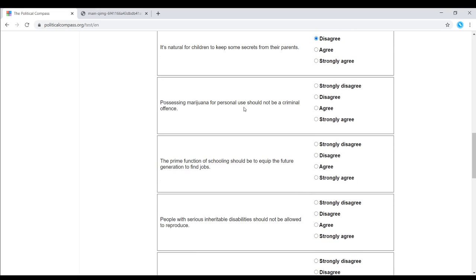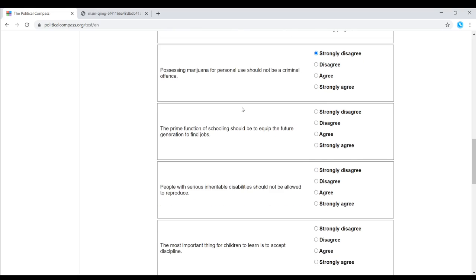Possessing marijuana for personal use should not be a criminal offense. I strongly disagree. I think marijuana has its place in medicine, but I think that it's often abused. The other thing is, I think that recreational use of marijuana damages your judgment and your ability, especially your spiritual judgment. And I believe that using marijuana can invite a demonic presence into you.